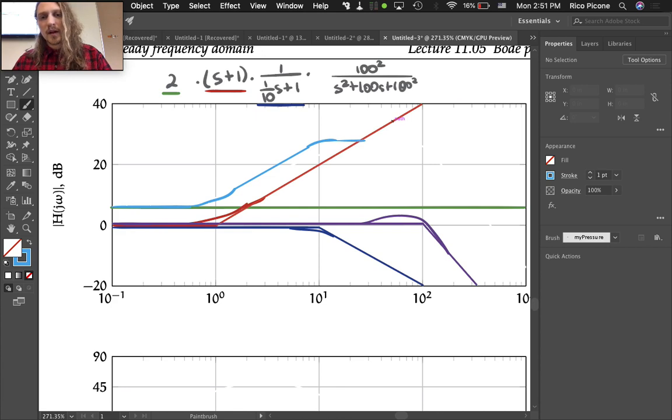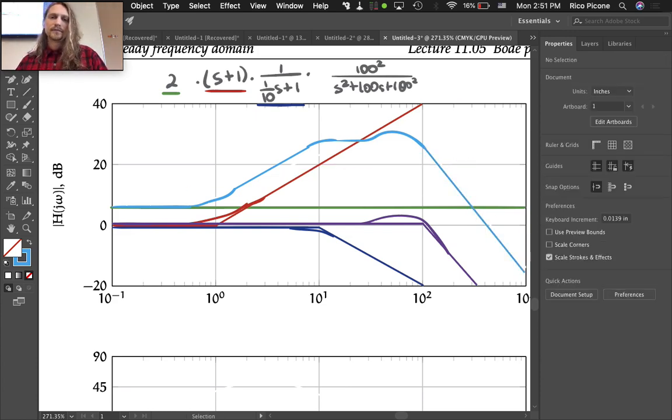Is maybe not quite that drastic. And then we come out here, we're going to be at negative 40 dB per decade slope, something like that. So that's our composite sketch. Okay? I forgot to do purple highlight here.